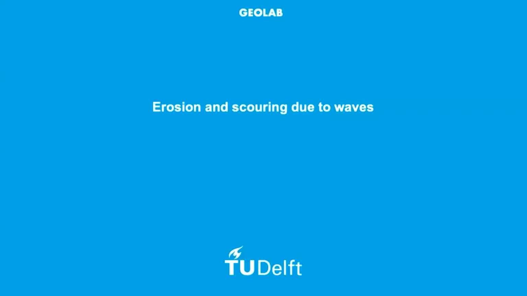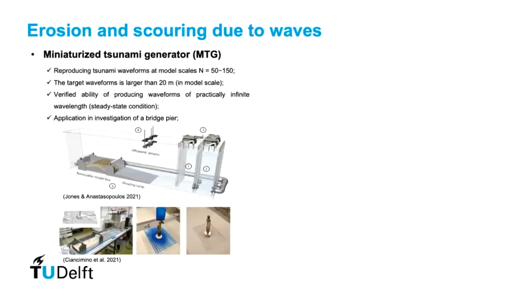I will go through different kinds of effects that might interfere with the critical infrastructure. And the first of those is erosion and scouring due to waves. There are different models or model containers that will allow us to study that. And one of them is here, and if you come tomorrow, you will probably see it. It is this very nice miniaturized tsunami generator.